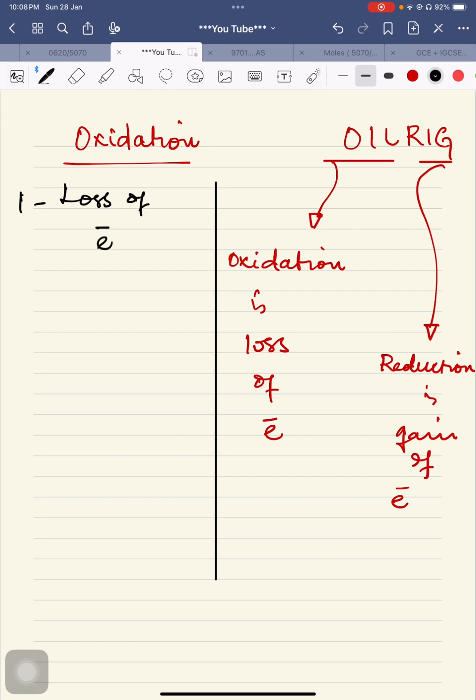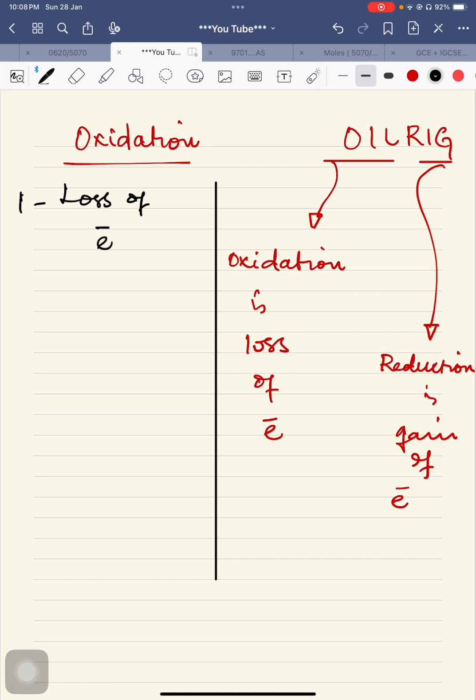Now, do we need to keep this term OIL RIG in our mind? Yes, it will be helpful to you if you keep this in your mind. But as this is not a scientific chemistry term, it is just to help you. I am not saying you should write this in your paper.